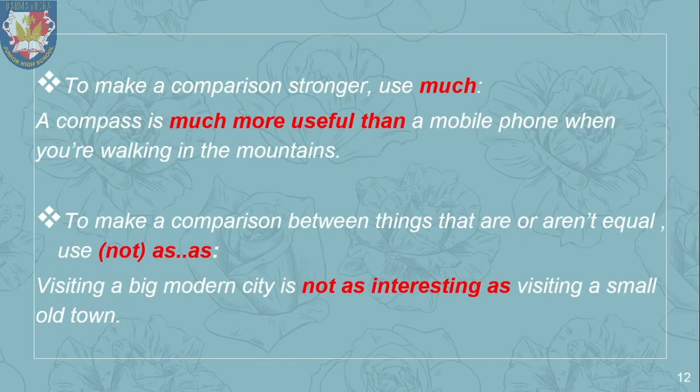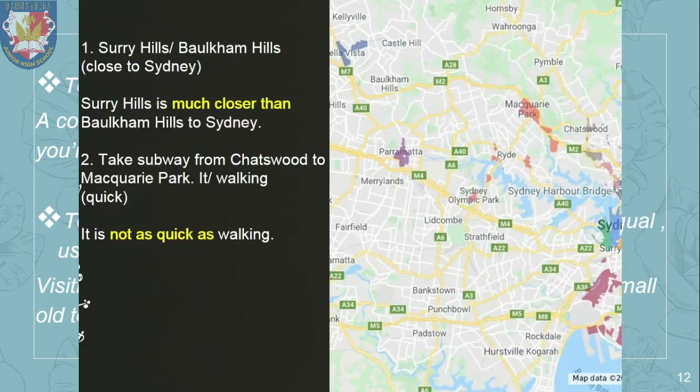To make a comparison stronger, you can use much. A compass is much more useful than a mobile phone when you are walking in the mountains. To make a comparison between things that are or aren't equal, use not as, blank, as. As the example, visiting a big modern city is not as interesting as visiting a small old town.